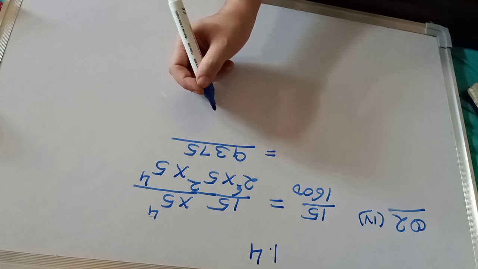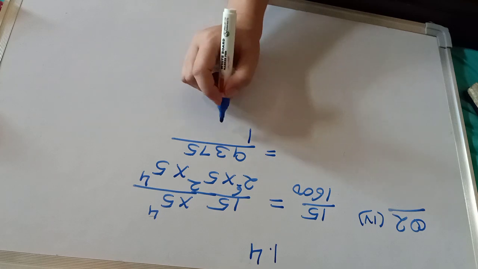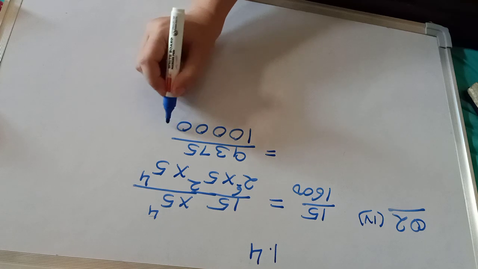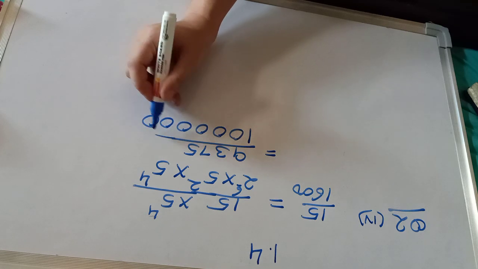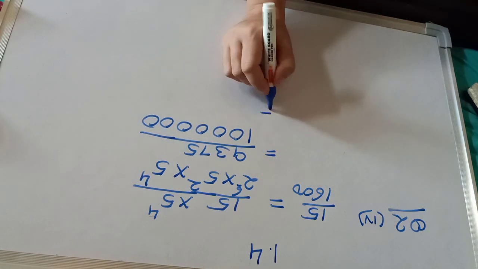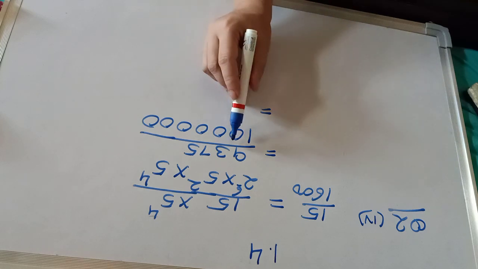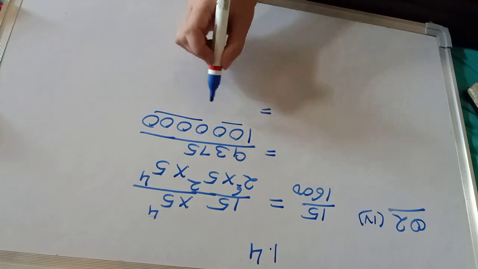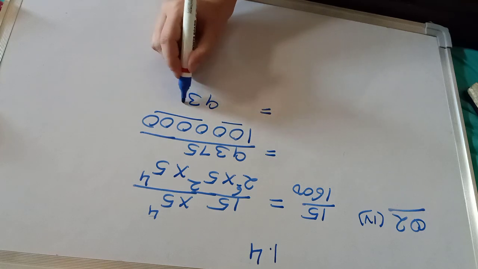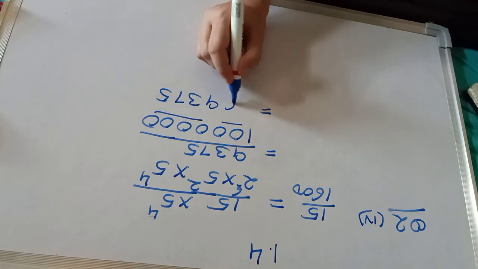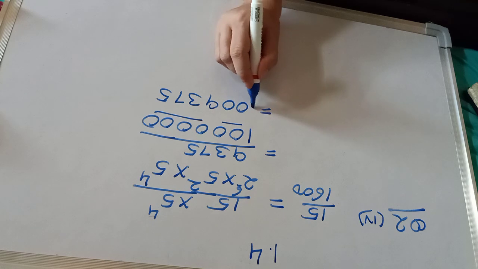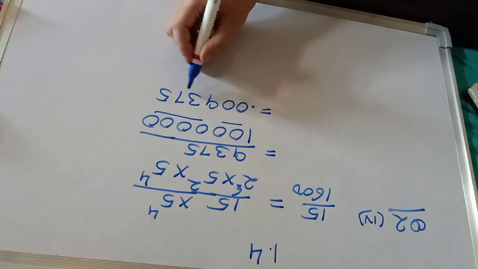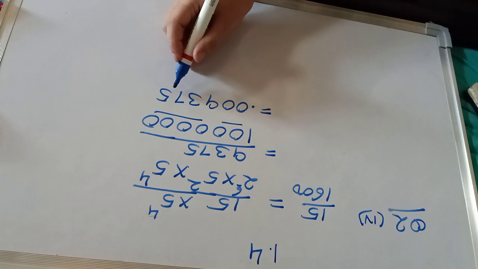9375, and after 1 how many zeros? 1 2 3 4 5 6. Then convert it into decimal. Now after decimal, how many digits are there? I need 6 digits, and already I have 4, so I need to complete it. Means here you have to look at the decimal. So it will be 0.009375.